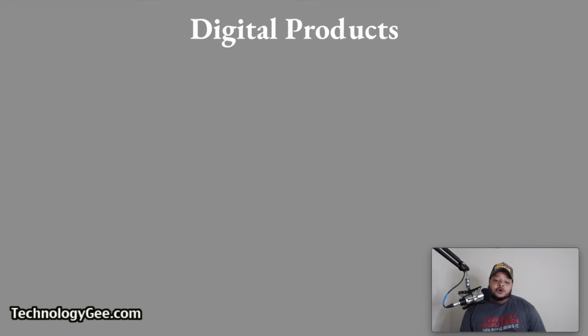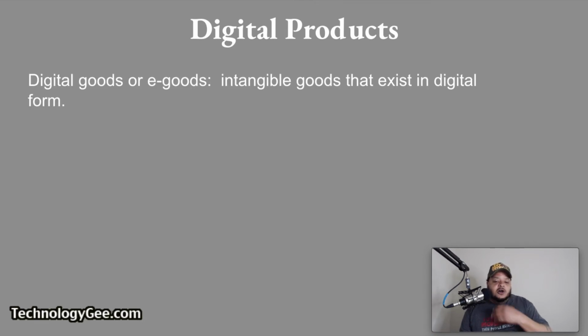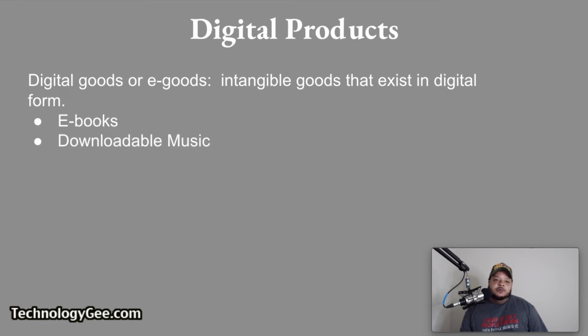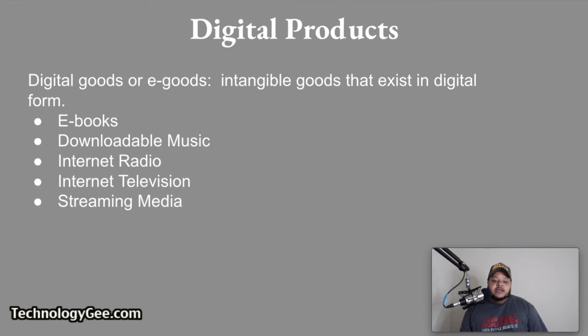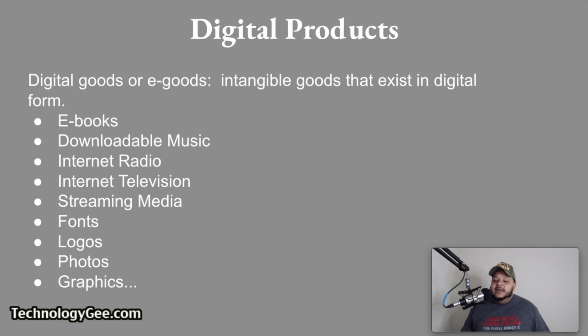Let's talk about digital products. Digital products, also known as digital goods or e-goods, are intangible goods that exist in digital form. Examples of digital products could be ebooks, downloadable music, internet radio, internet television, streaming media, fonts, logos, photos, graphics, subscriptions, online ads, internet coupons, electronic tickets, downloadable software, mobile apps, cloud-based applications, online games, e-learning, etc.